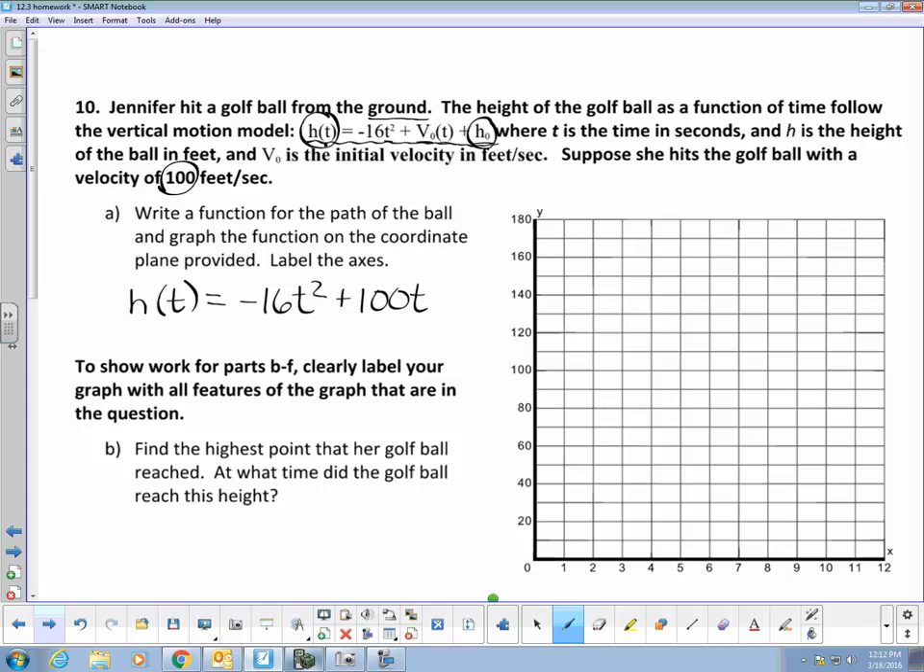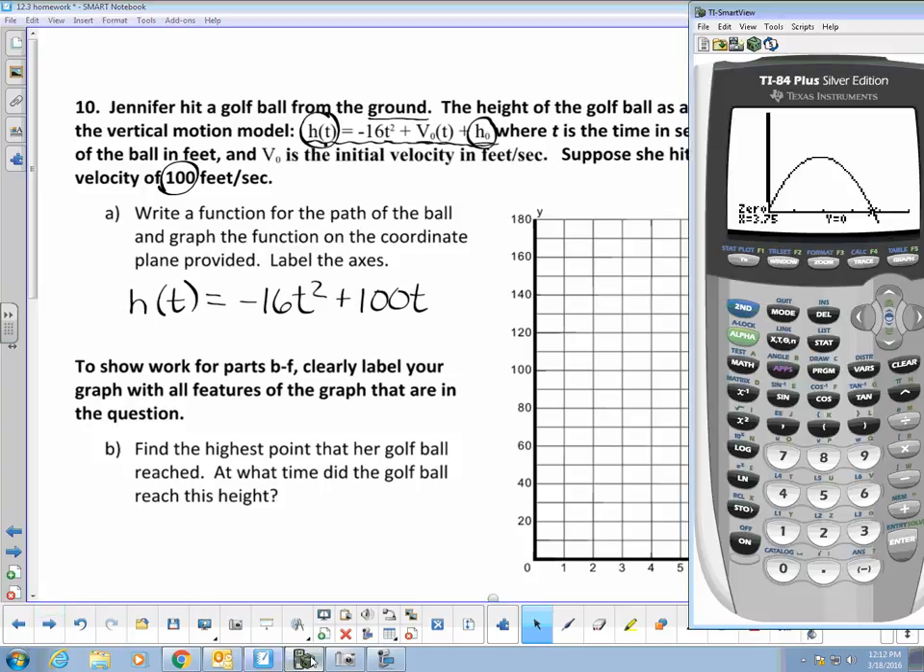Part B says find the highest point that the golf ball reaches and at what time did the golf ball reach this particular height. So this problem is asking me to find the maximum. So we're going to start by changing this function. And let's take a look at the path here. My screen does not show the entire path of the problem, so I want to change my window here.